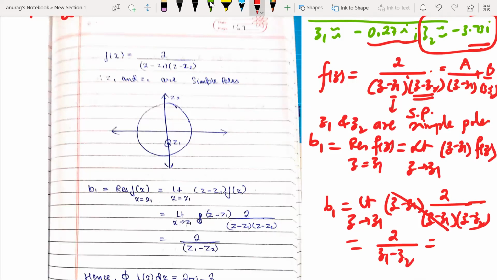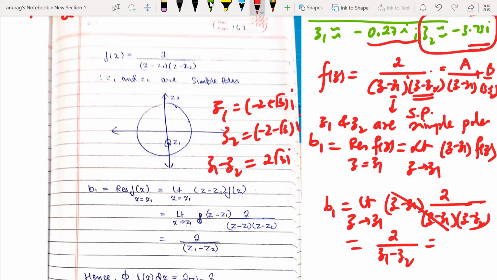Can you subtract Z1 minus Z2? You have the values of Z1 and Z2. Okay. Z1 is your minus 2 plus root 3i. Z2 is your minus 2 minus root 3i. If you subtract Z1 minus Z2, you will get 2 root 3i. So it will be 2 upon 2 root 3i, or you can say 1 upon root 3i.